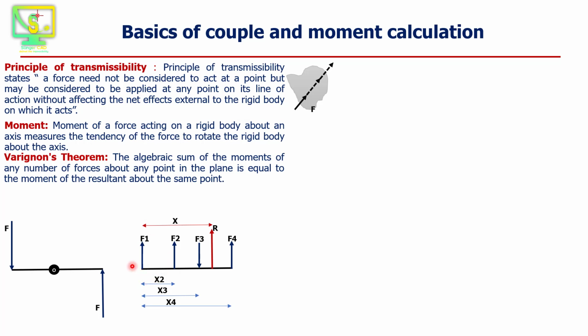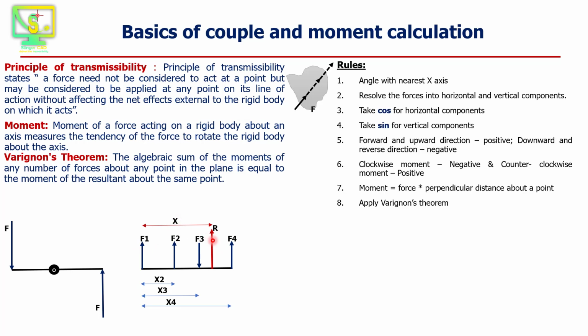So here if we consider moment about this point, for this force the moment is 0. For this point it has some moment, F2 x2. For this point we have to take F3 x3, and for this we have to take F4 x4, and for this the resultant is R. The total moment, the algebraic sum of all these four, is equal to the moment of the resultant. So that is Varignon's theorem.